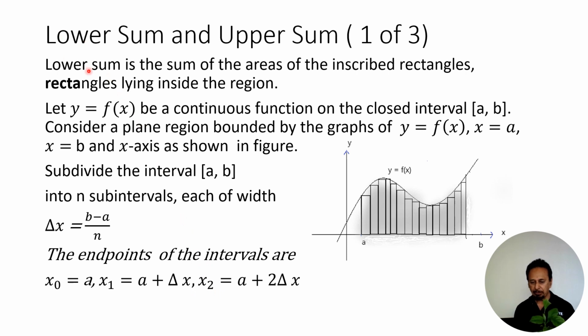Okay, now here we're going to define lower sums and upper sums. Well, the lower sum is the sum of the areas of the inscribed rectangles. Meaning rectangles lying inside the region, just like you see that all rectangles are under this curve. No rectangle is crossing over this curve.